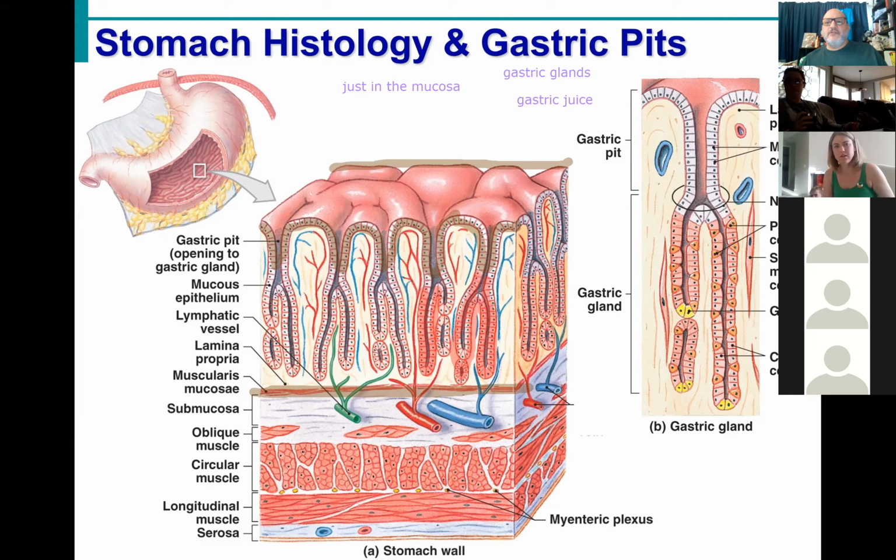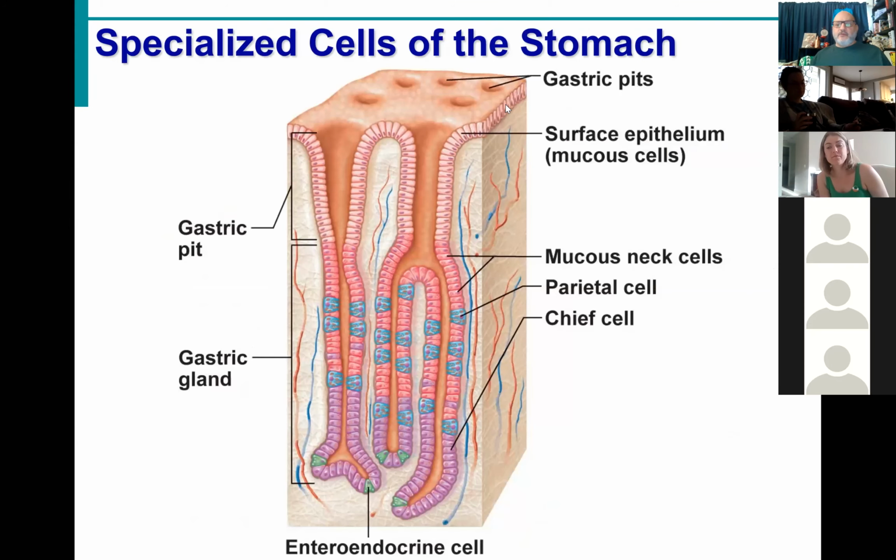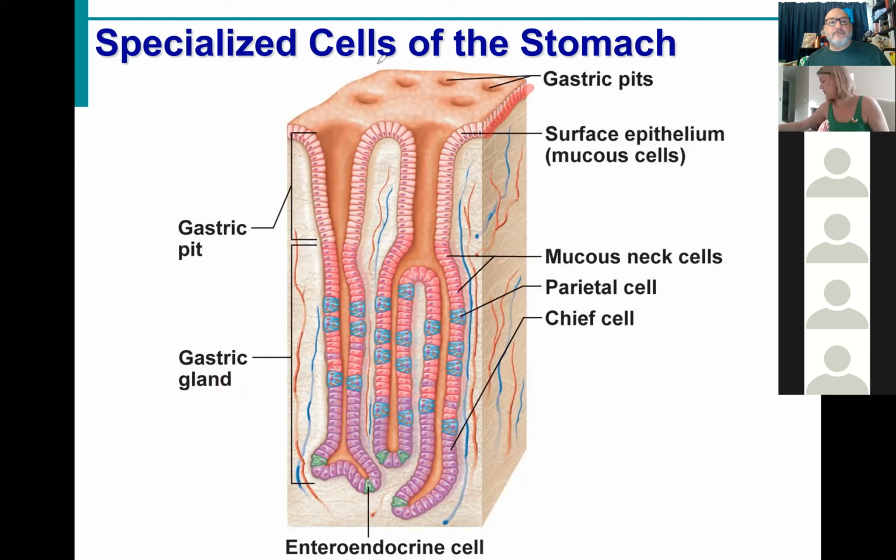If we look a little closer, here we go. So again, notice we can see that simple columnar epithelial tissue that is lining the surface of the stomach.